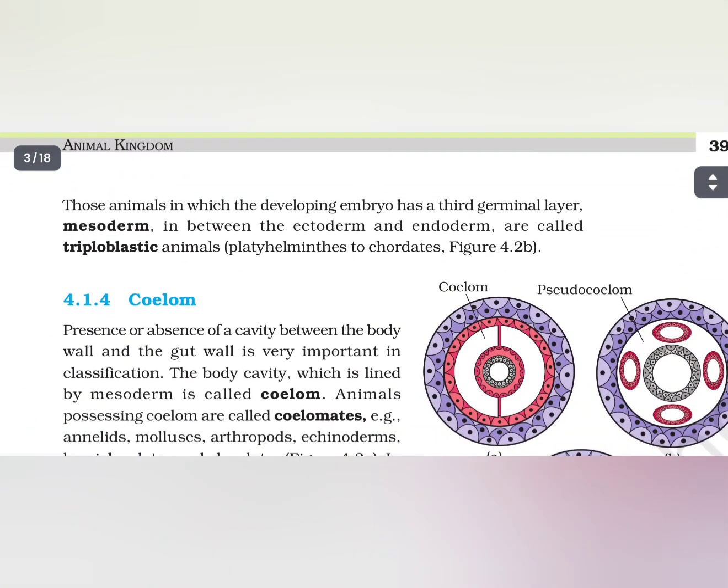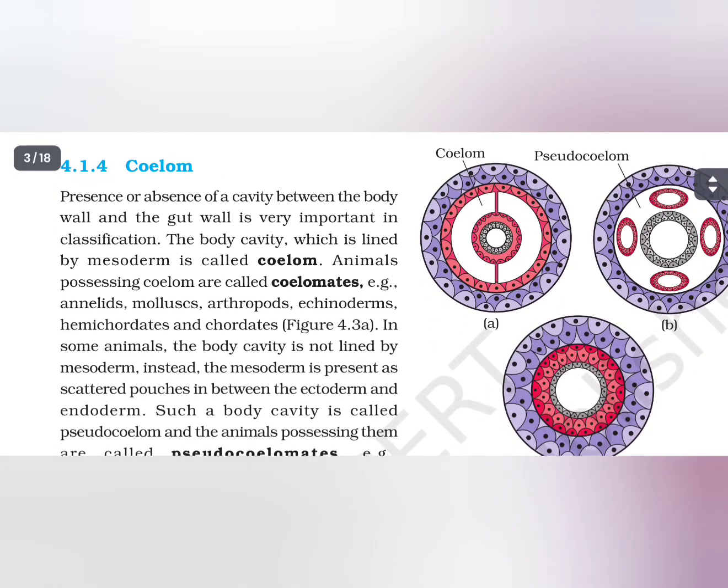Those animals in which the developing embryo has a third germinal layer, mesoderm, in between the ectoderm and endoderm are called triploblastic animals. Platyhelminths to chordates. Coelom. Presence or absence of a cavity between the body wall and the gut wall is very important in classification. The body cavity, which is lined by mesoderm, is called coelom.